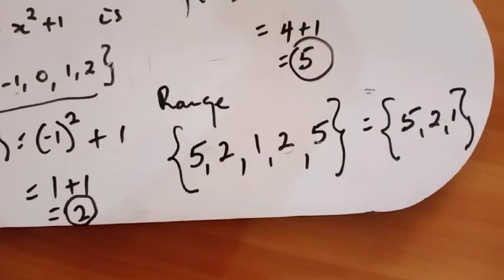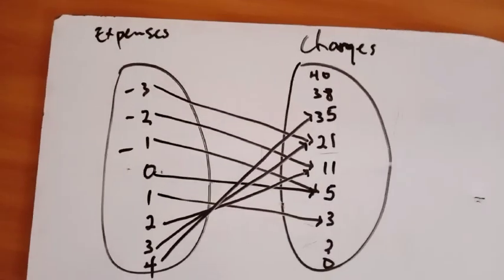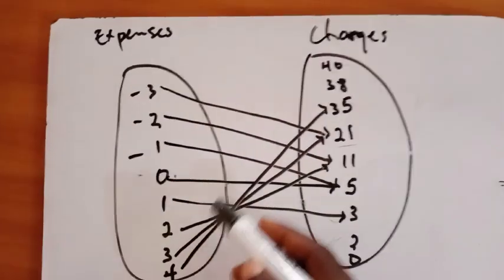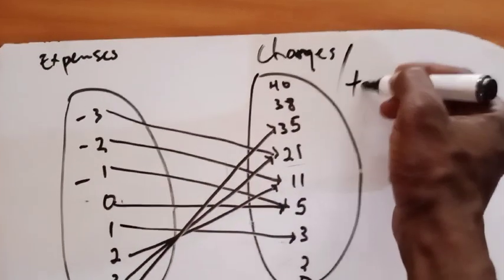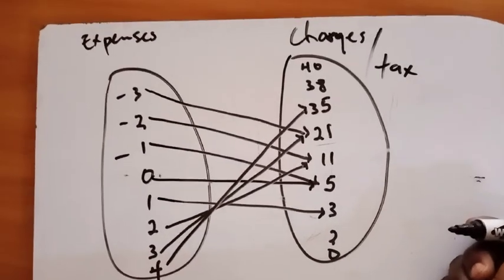Now, let's look at another important question here. This is in diagram form. This is a diagram of the expenses, and then these are the charges. In other words, that should be the tax, the taxes that you are going to pay by the close of the day.